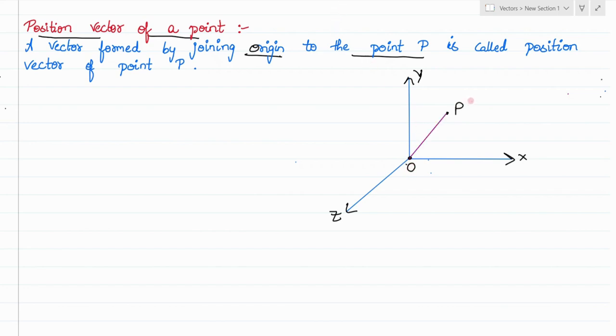Initially, we represented this point by triplets, that is x, comma y, comma z. But from now on, we're going to represent this point using the position vector by using the unit vectors too. That is x i cap plus y j cap plus z k cap. So here OP is represented as x i cap plus y j cap plus z k cap, where x, y, z are the triplets and i, j, k are the unit vectors, which tell about the direction of the vector.